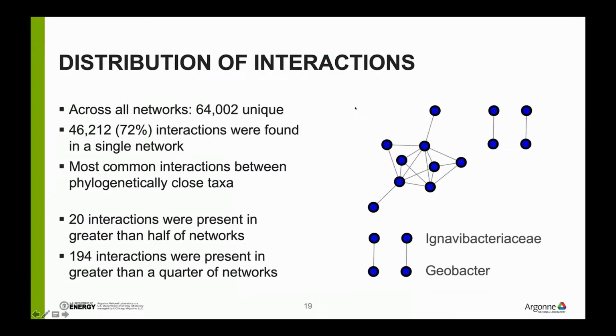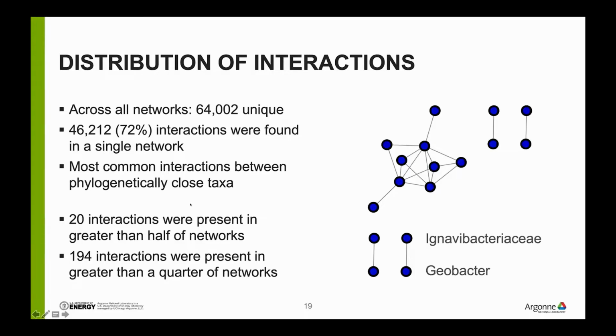But if we look at these interactions across all of the different networks, there were more than 60,000 unique interactions. But the vast majority of those, even though I'm using a sliding scale, so most of the data from one of those plots to the next is exactly the same, right? So 1 to 9, 1 to 8, 2 to 9. So most of those overlap. 46,000, 72% of those were only found in a single network. Right? And so we know that these species can be interacting with each other in a really flexible sort of way.